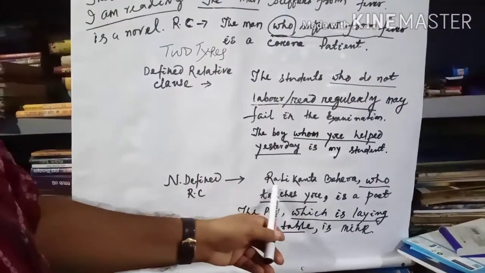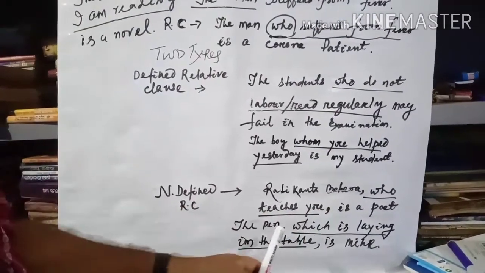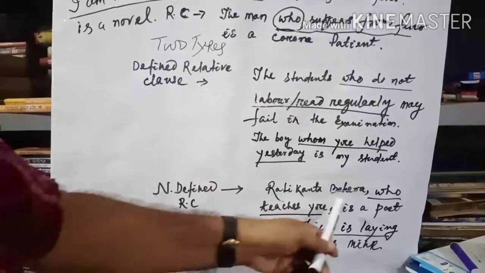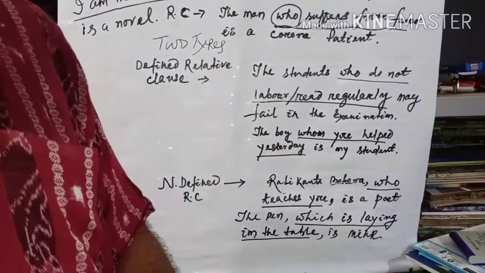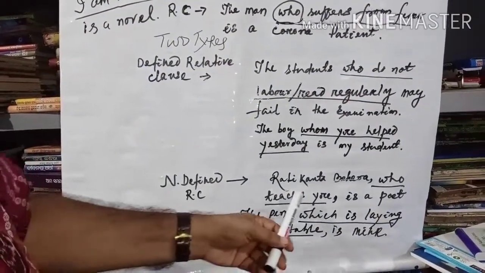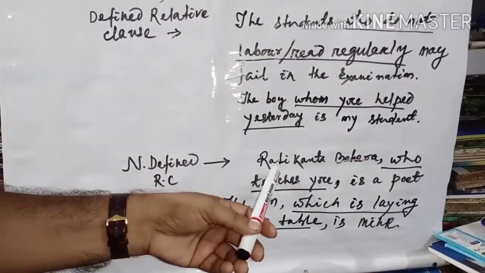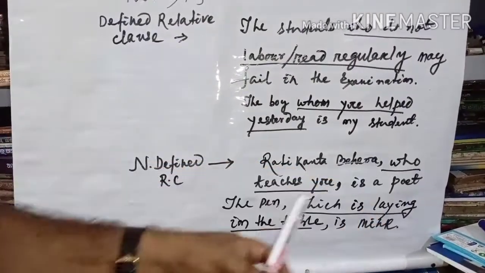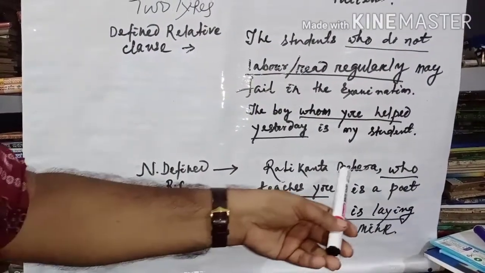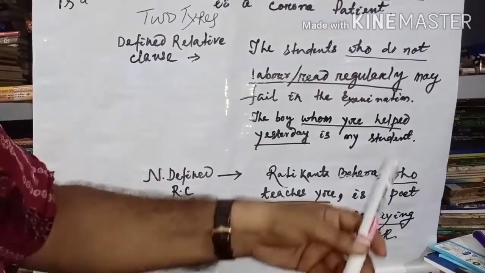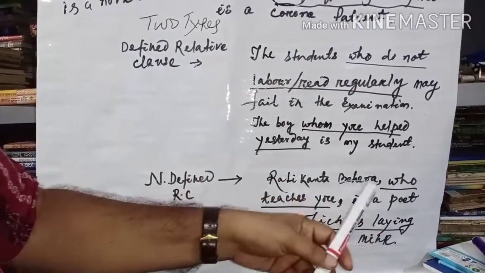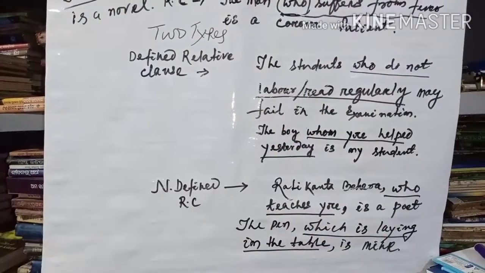If I say Ratikanta Behera, who teaches you, is a poet. You see, who teaches you is separated from the principal clause by a comma. And this is a complex sentence. The sentence is like Ratikanta Behera, who teaches you, is a poet. The main clause is Ratikanta Behera is a poet. And the relative clause is who teaches you. This is the non-defined relative clause.